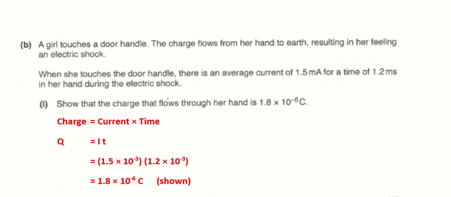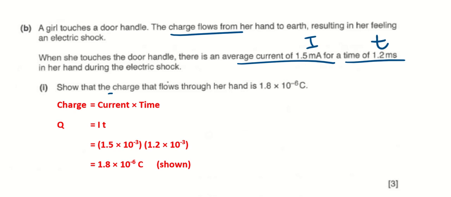Okay, a girl touches a door handle, the charge flows from her hand to her, resulting in her feeling an electric shock. There's an average current. So what letter? I. So if you have gotten the answer correct, then it's fine. But if you have not, then I suggest that you underline and annotate what all these numbers mean. So this will be T. Show that the charge is what letter? Q. You need to know.